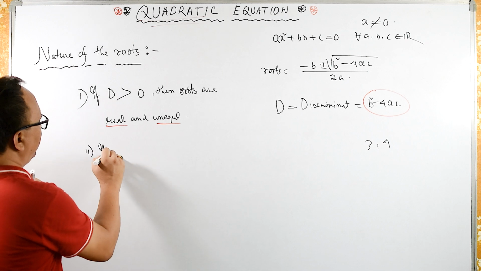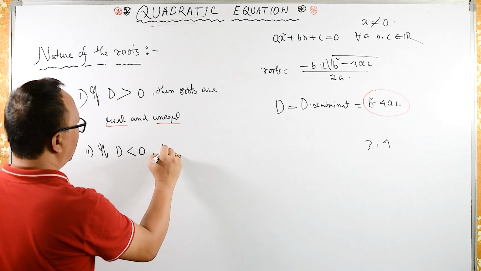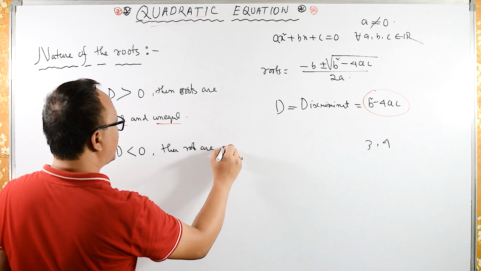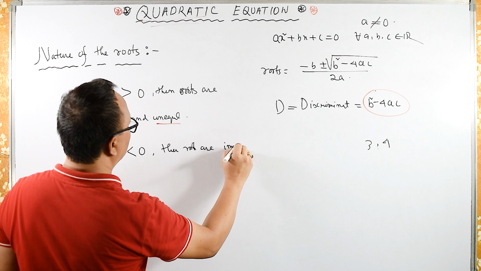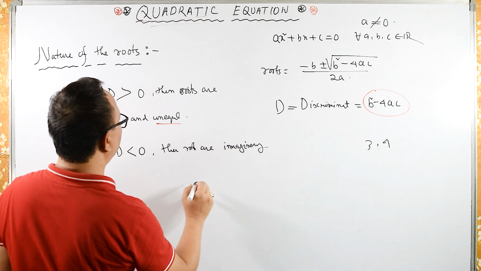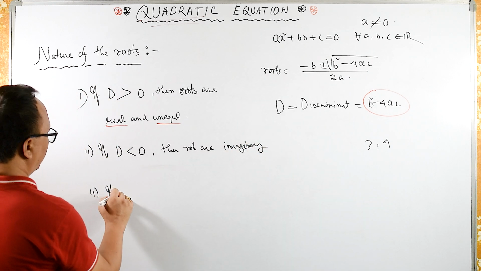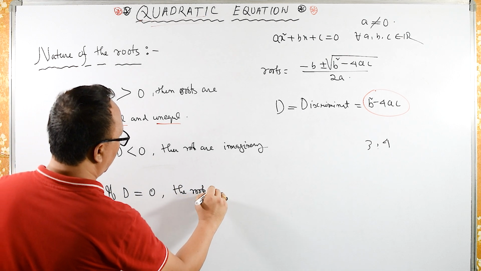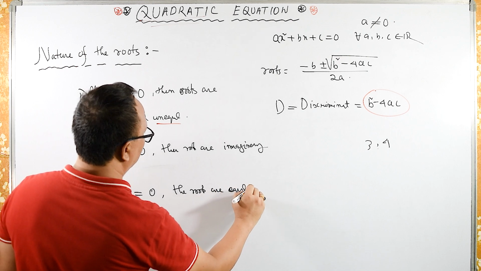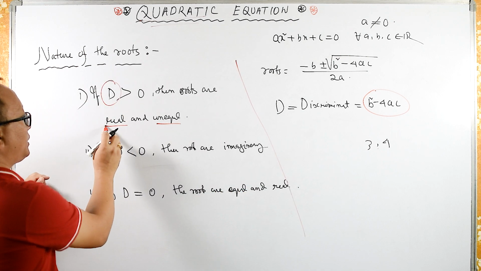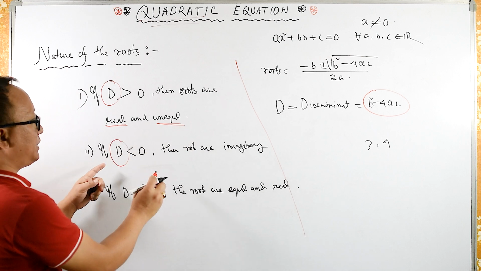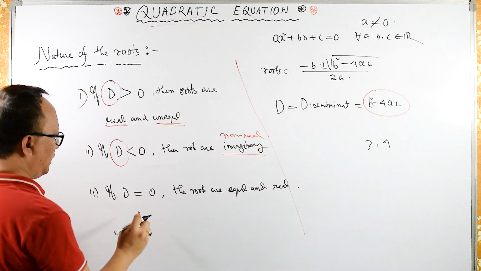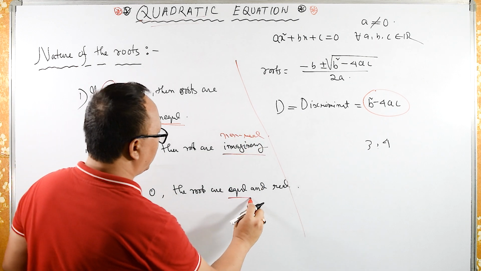Number 2, if d is less than 0, then roots are imaginary, or you can say unreal or imaginary and unequal. And number 3, if d, the discriminant, equals 0, then roots are equal. And if d is greater than 0, then roots are real and unequal. And if d is less than 0, obviously it's imaginary, or you can say non-real. And then if d equals 0, then roots are equal as well as real.